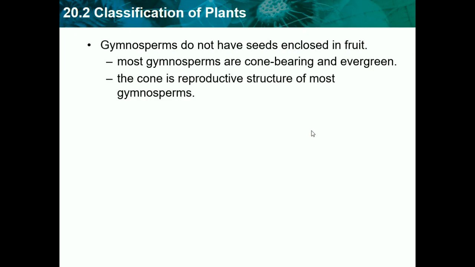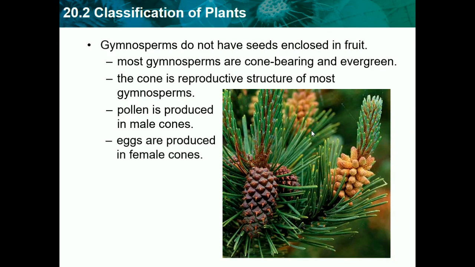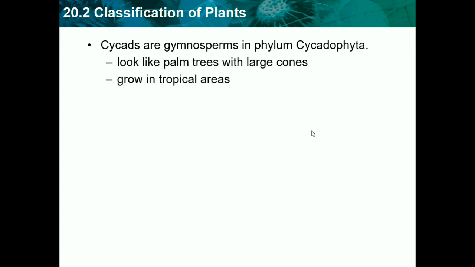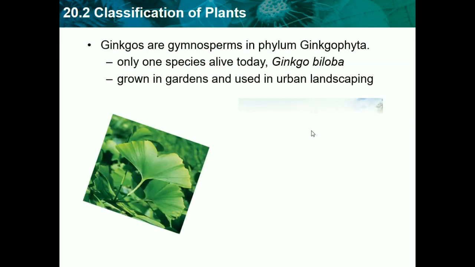The cone is the reproductive structure of most gymnosperms. Pollen is produced in male cones. Eggs are produced in female cones. Seeds develop on the scales of female cones. Cycads are gymnosperms in a phylum we don't need to know; they look like palms with large cones and grow in tropical areas. We don't need to know about these.